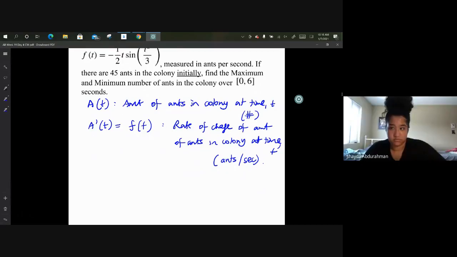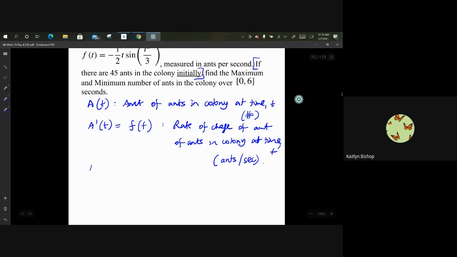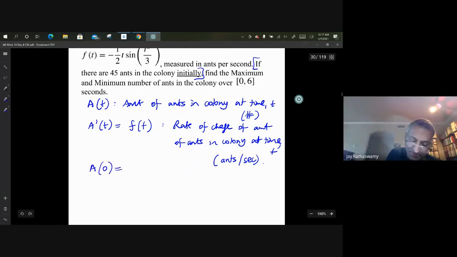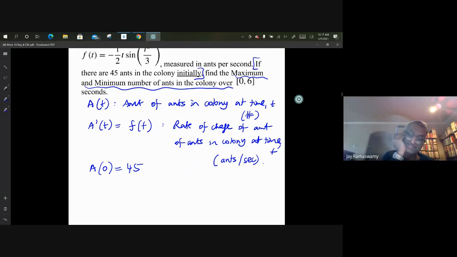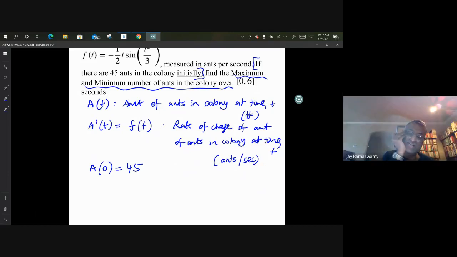Okay, read the problem with me. I'm putting a bracket so you can focus. If there are 45 ants in the colony initially, A of 0 equals 45. Okay, you're learning something new. Read it with me. I'm drawing a squiggle. Find the maximum and minimum number of ants in the colony over the interval 0 to 6.